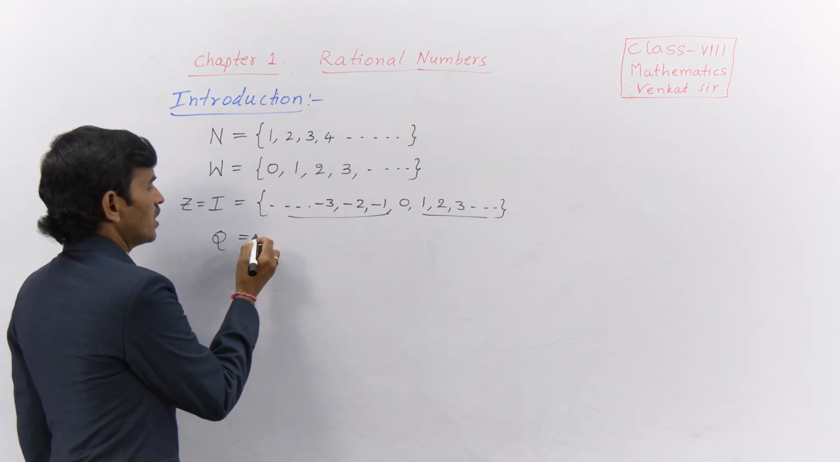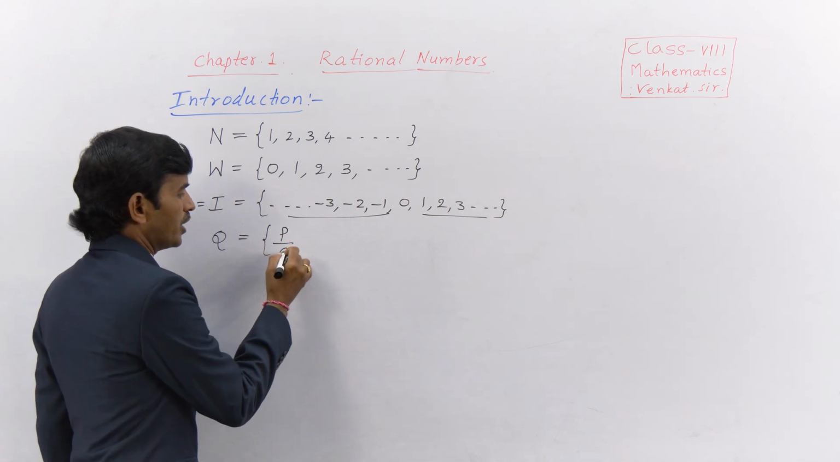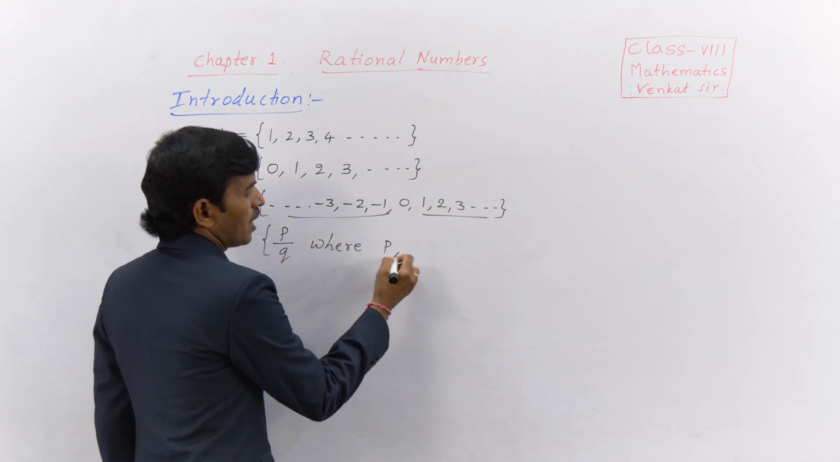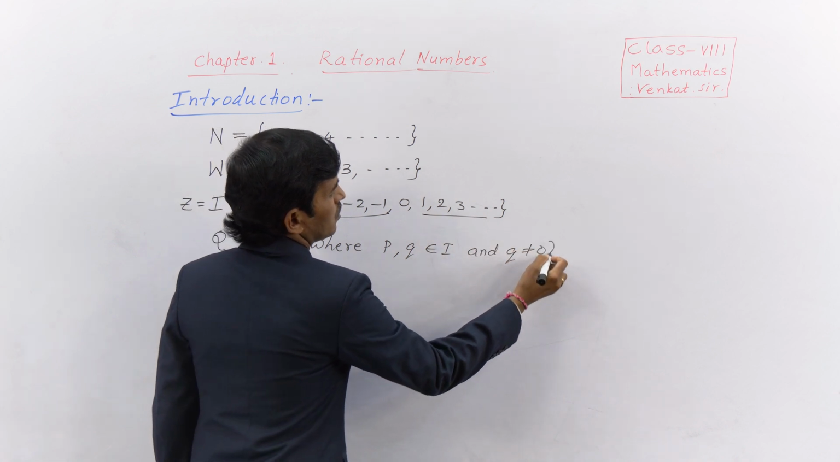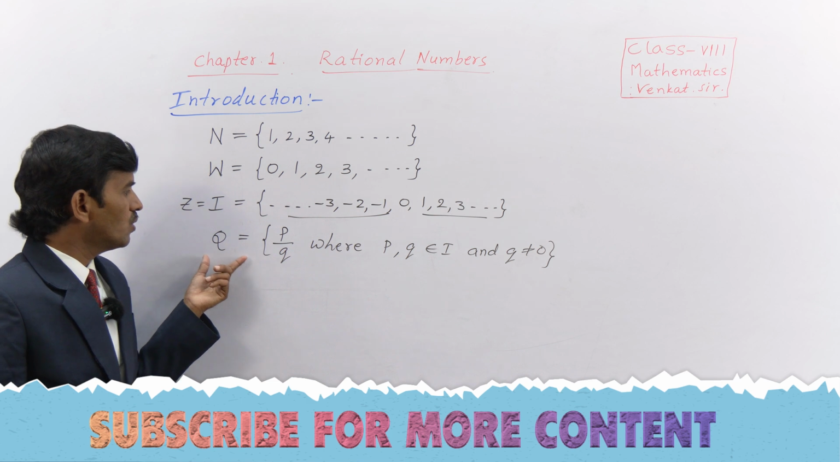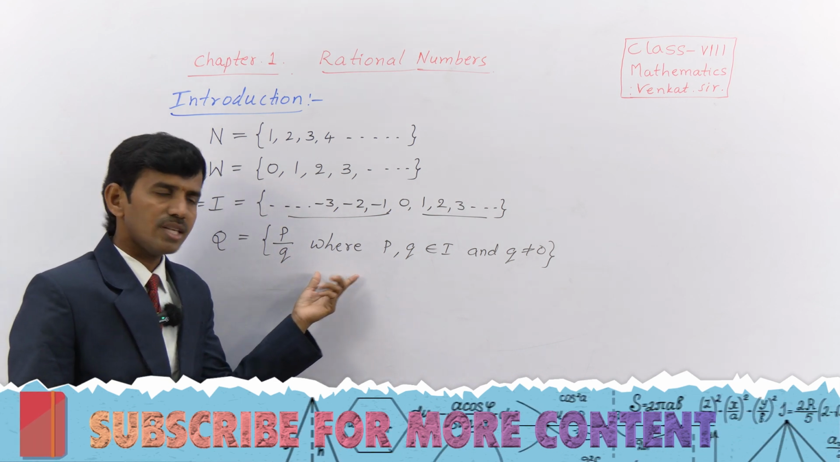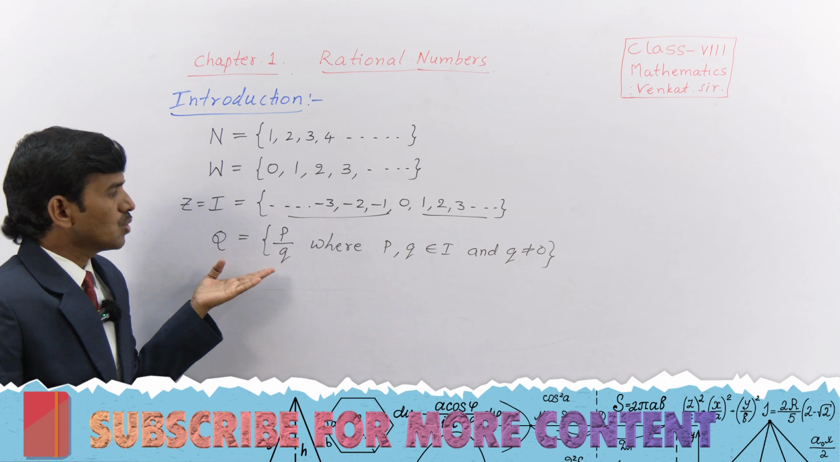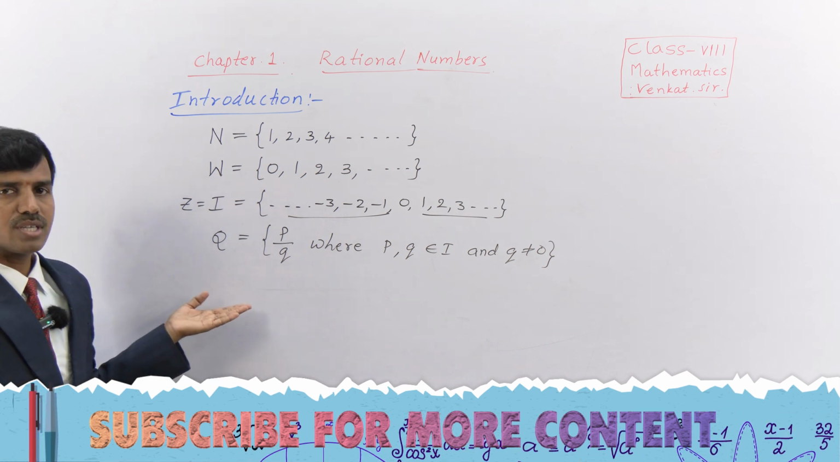Next set, if you observe, that is rational numbers. Rational numbers are the set of numbers which are in the form p by q, where p, q belong to integers and q not equal to 0. Right? Today we are going to discuss this chapter and operations on these rational numbers, and some properties based on rational numbers.